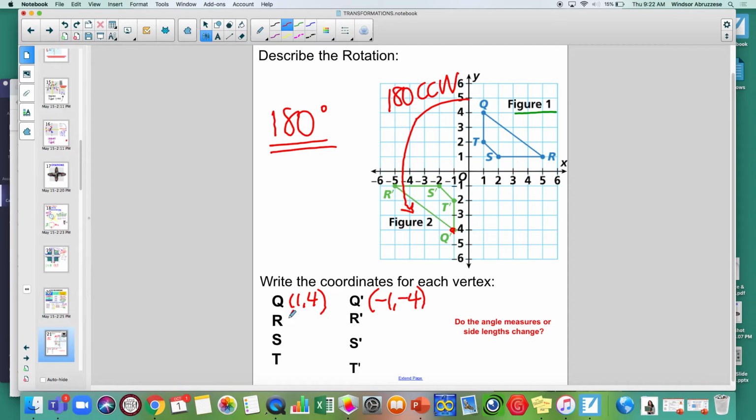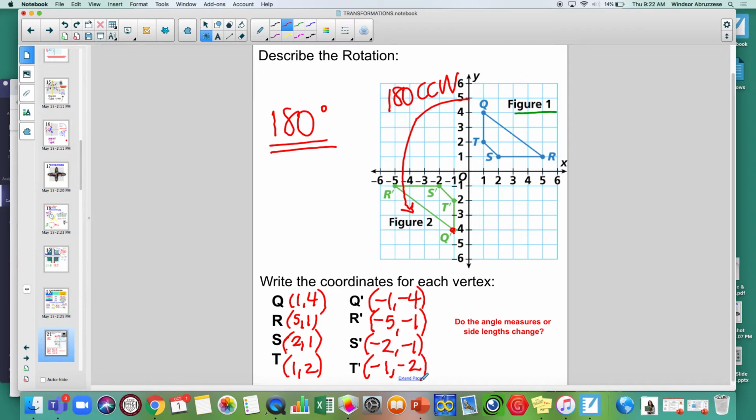R is located at 5, 1. Where's R prime? -5, -1. Again, I just did the opposite sign. S is located at 2, 1. So S prime is -2, -1. T is located at 1, 2. So T prime should be at -1, -2. Here's my negative.